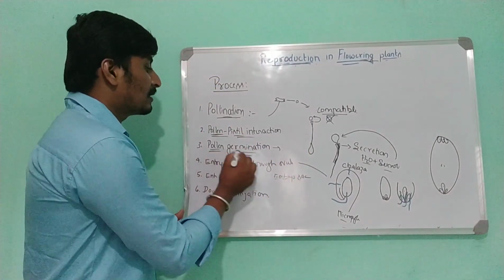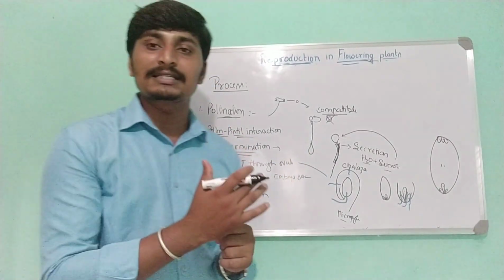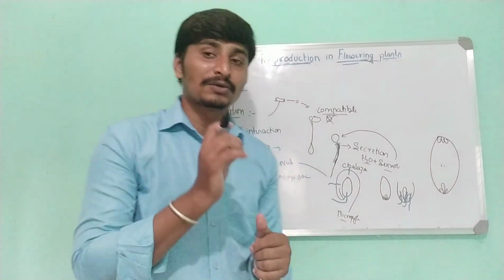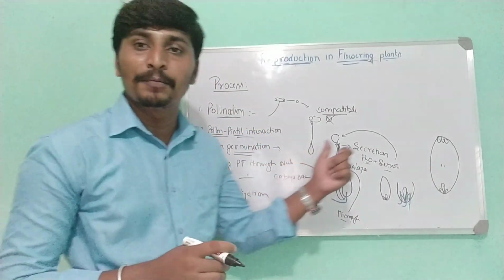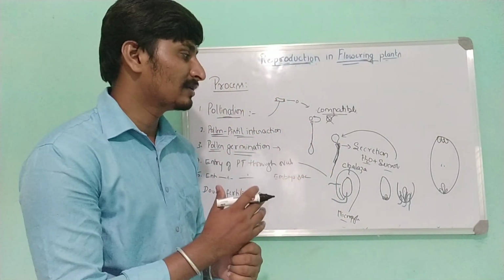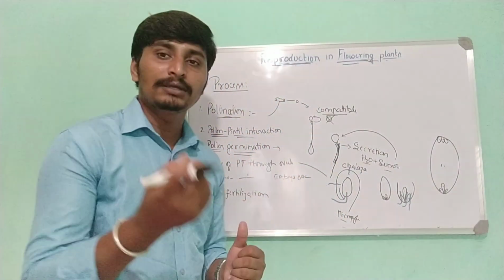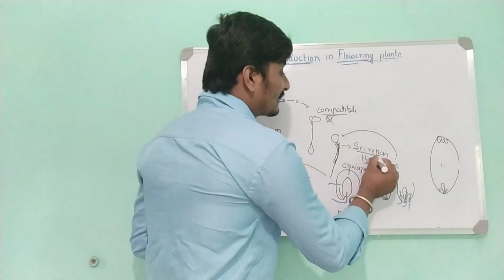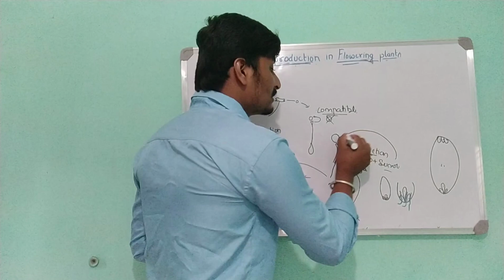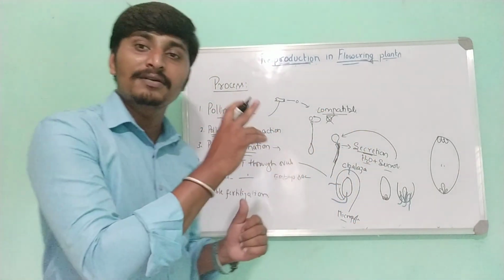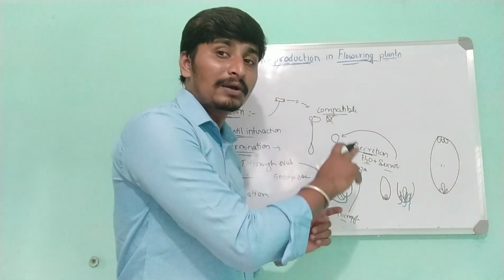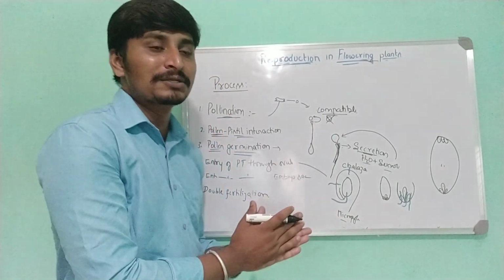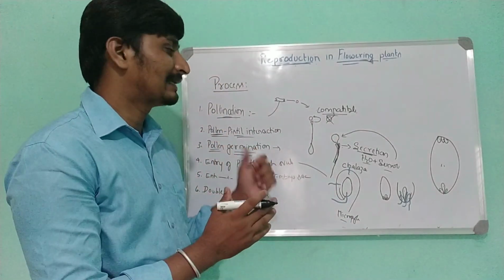The next step is pollen germination. What is pollen germination? The development of the pollen tube is known as pollen germination. How does the pollen tube develop? The stigma secretes a secretion, which is absorbed by the pollen grain. After the absorption, the pollen grain develops the pollen tube. So this is about pollen germination.